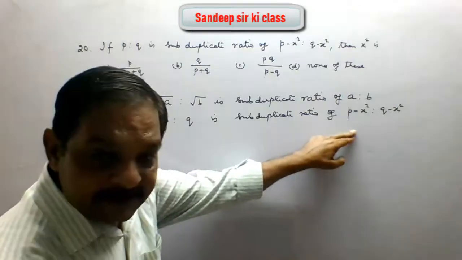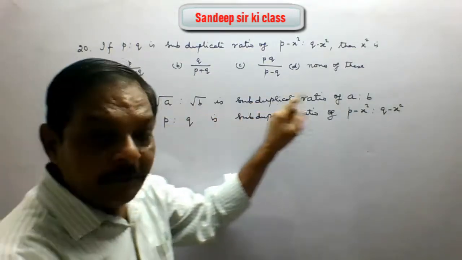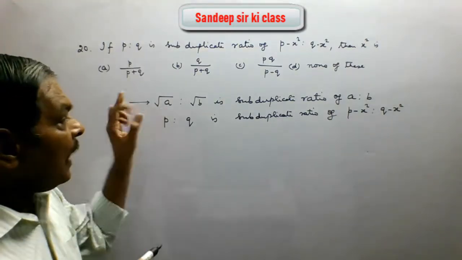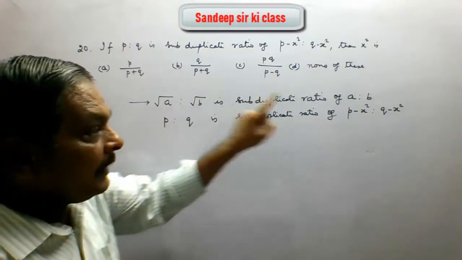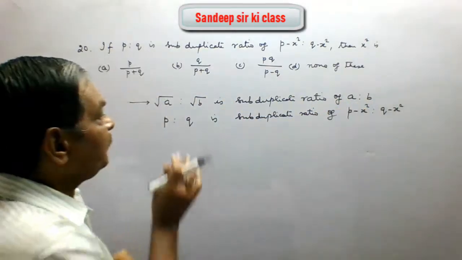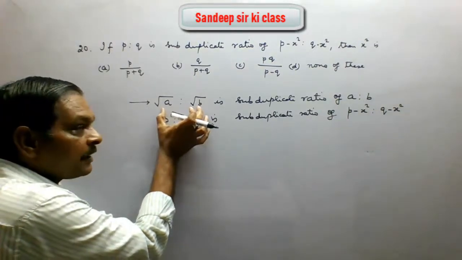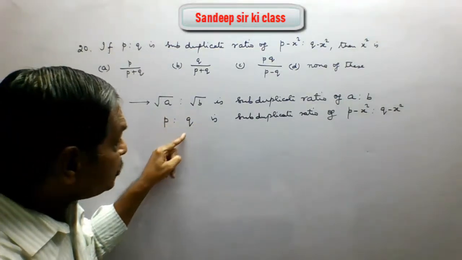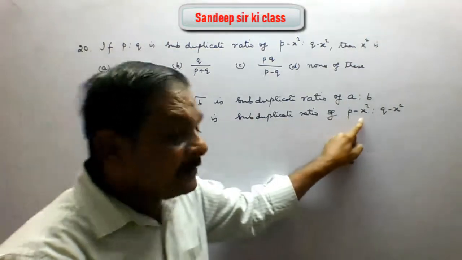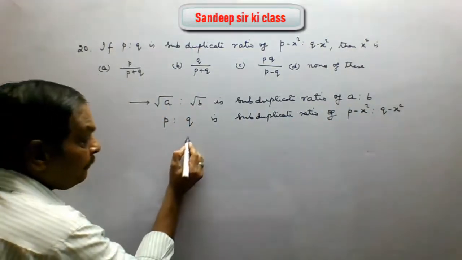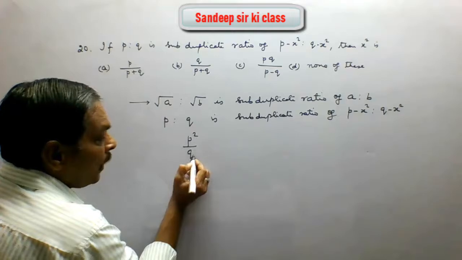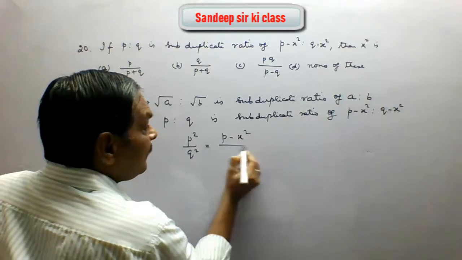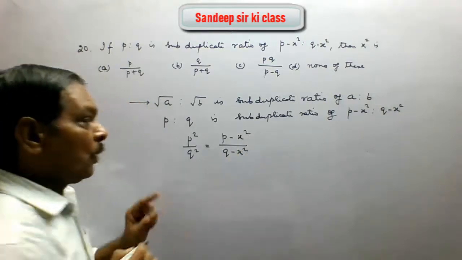This is what is given. This is what we know. Now, in this, what we know, if I square this ratio, I get this ratio. I repeat, if I square this ratio, I get this ratio. Therefore, P square upon Q square will be equal to P minus x square upon Q minus x square.